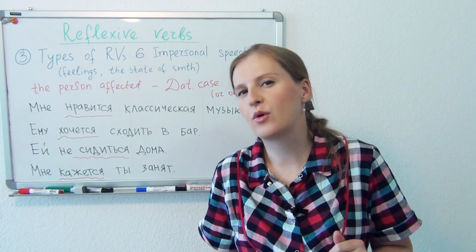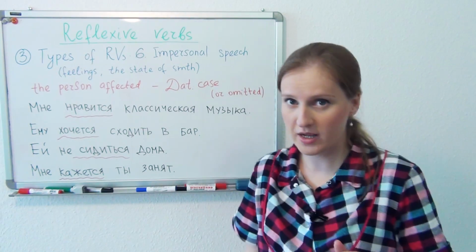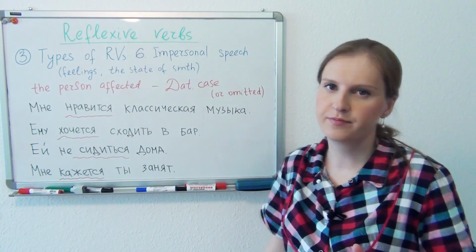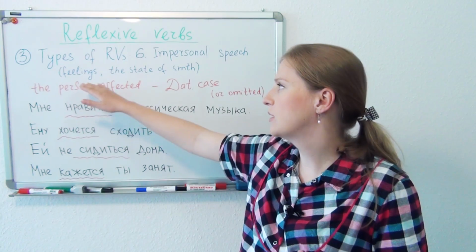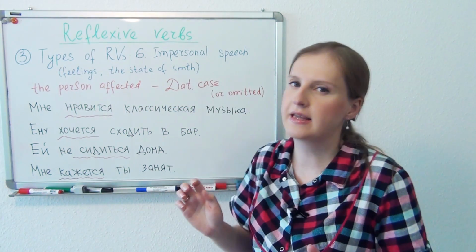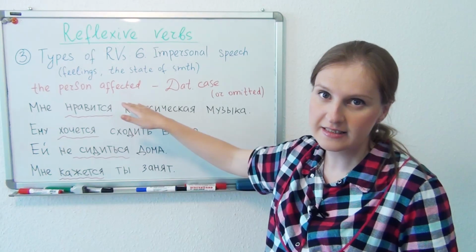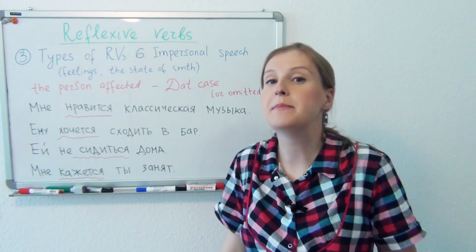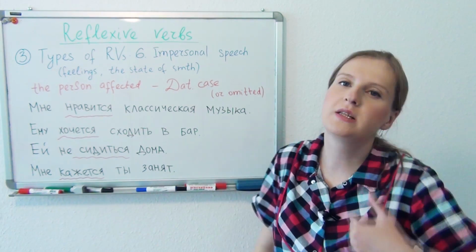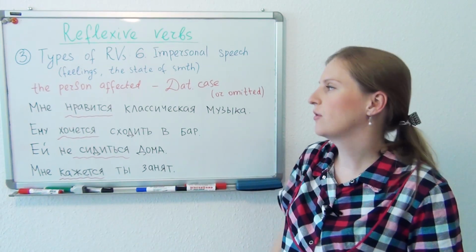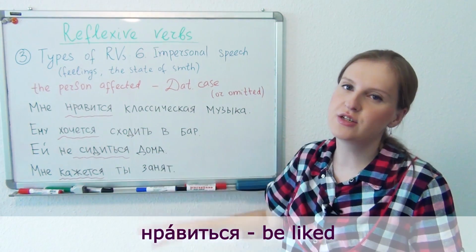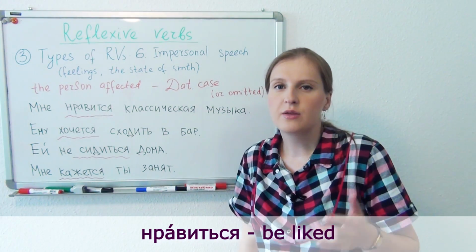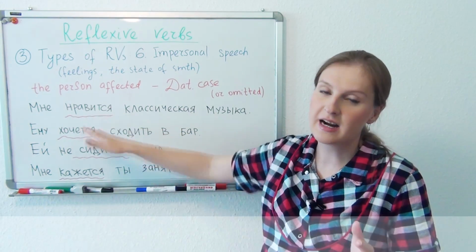Another special type of reflexive verbs are the ones the meaning of which are connected with impersonal speech. Here, mostly we deal with feelings and the state of something. And the person affected is used in the dative case or sometimes even omitted. So here we usually say what we like, what we want. Couple of examples. Мне нравится классическая музыка. I like classical music.